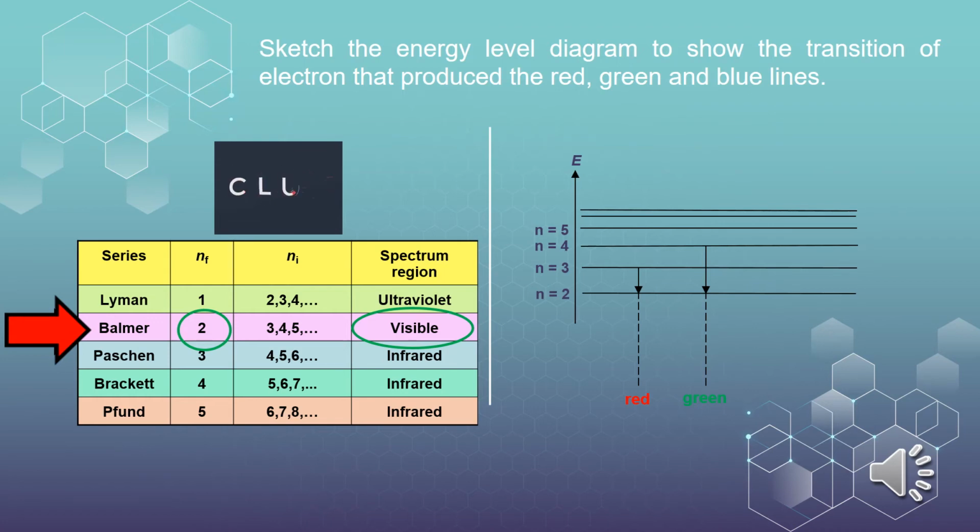The next transition of the electron, which formed the blue line, means the electron dropped from n equals 5 to n equals 2. Once again, as a conclusion, when the electron drops from a higher energy level to the ground state, it will emit a photon with a high wavelength.